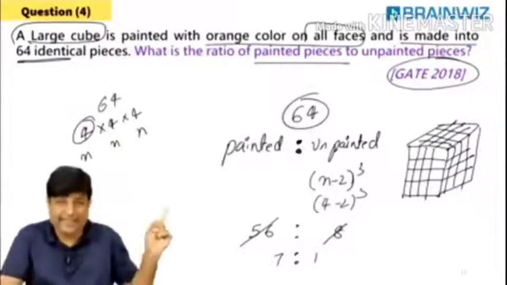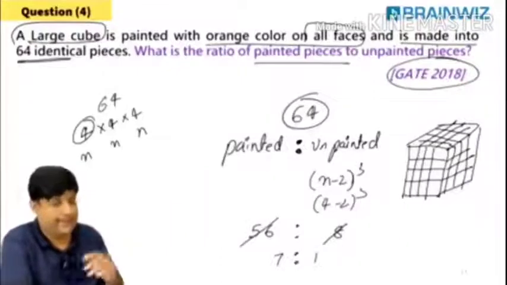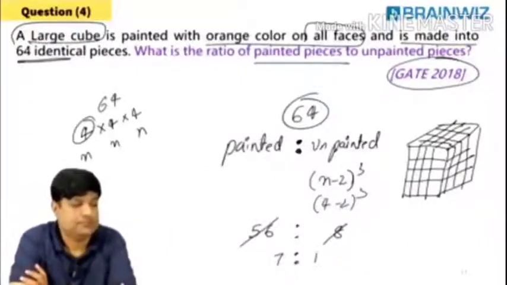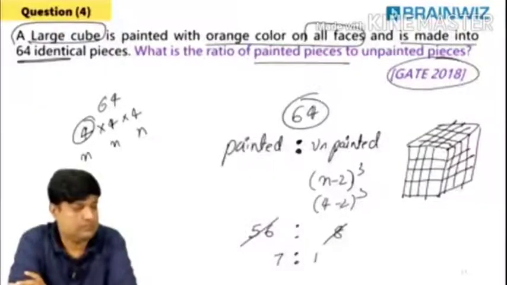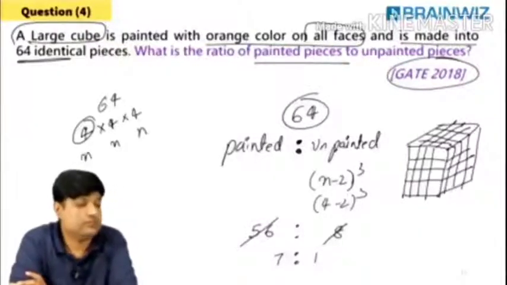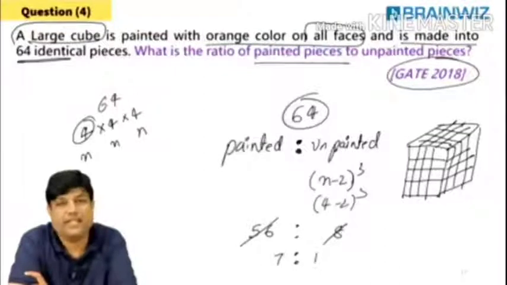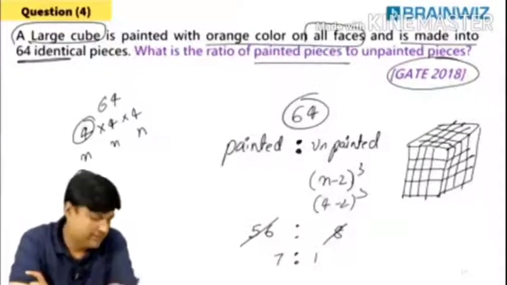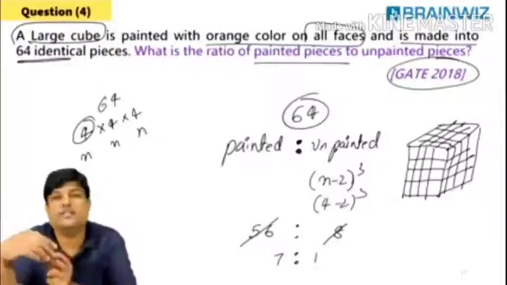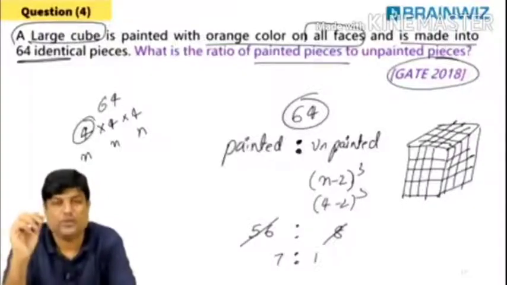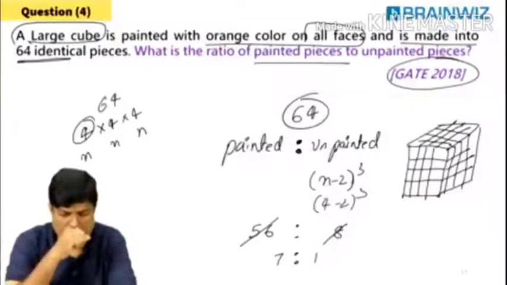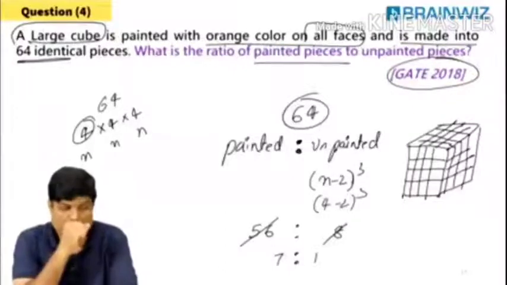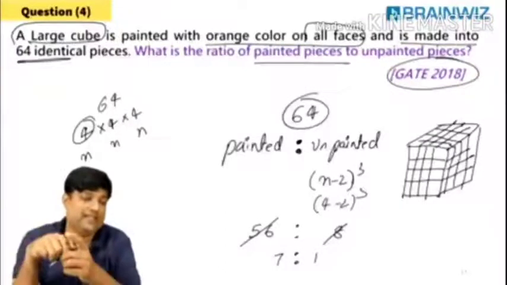This is not mine, it is from GATE. Are you understanding, everybody? Using that formula, you can get the answer within seconds. That's it: n minus 2 whole cube. No counting, nothing. Put n and get the answer. Understood, Reshma? Yes, that's good.